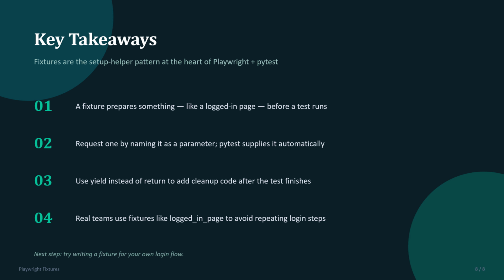Then you can use yield instead of return to add cleanup code. After the yield, it will automatically run whatever you want, if you want to log out, if you want to discard the database session. So it will automatically clean the state. So real teams actually use fixtures like a logged-in page so that they have a logged-in page and from there they can test the things.